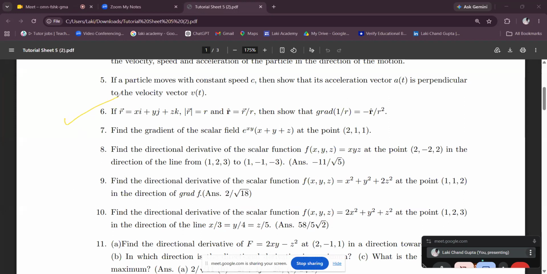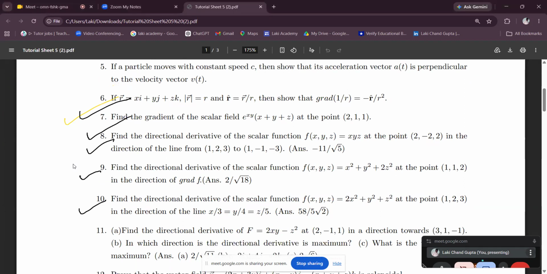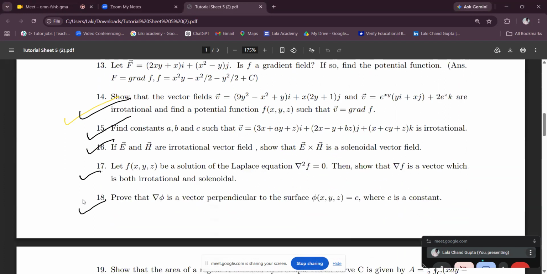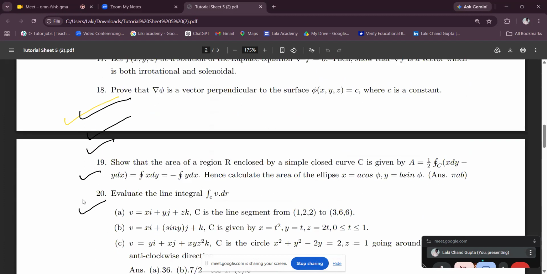Now question number 6, yesterday we have done. Question number 7, yes, done. 8 done, 9 done, 10 done. No, 10 not done. 10, 11 not done, and the rest all done. So all the questions which contain scalar function, vector function, divergence, curl have been covered.